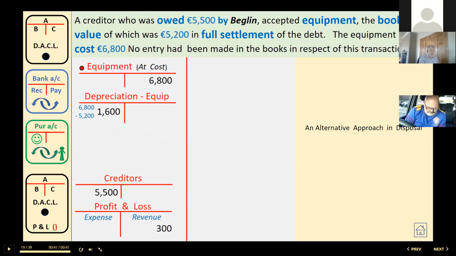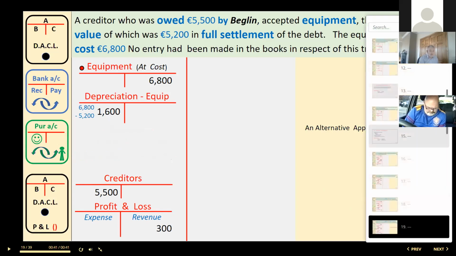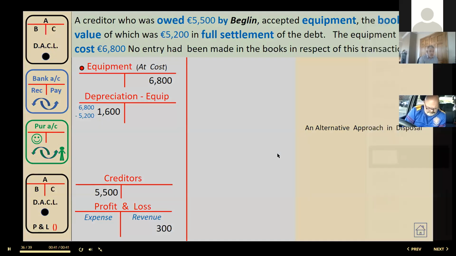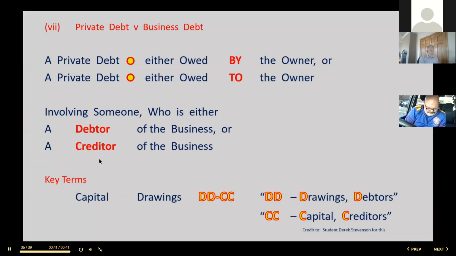Okay. And then just to take a look at one last one. Basically, you've got the idea. They're all working something similar. If I jump down to the private debt offset by the public debt, a student pointed this out. So I have a little animation, and I have the debt, and the debt is either owed by the owner or it is owed to the owner, involving someone, and that person we don't know yet will be a debtor or a creditor. But the student, Derek Stevenson, actually pointed it out, so I'm giving him the credit.